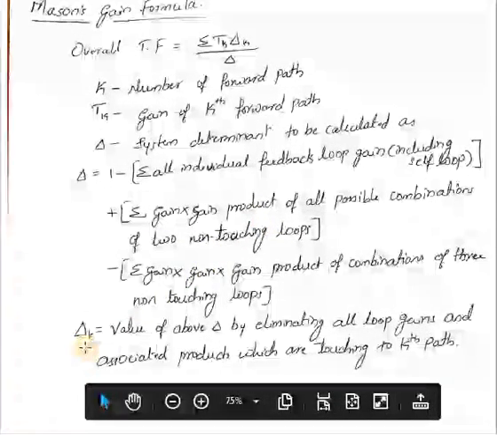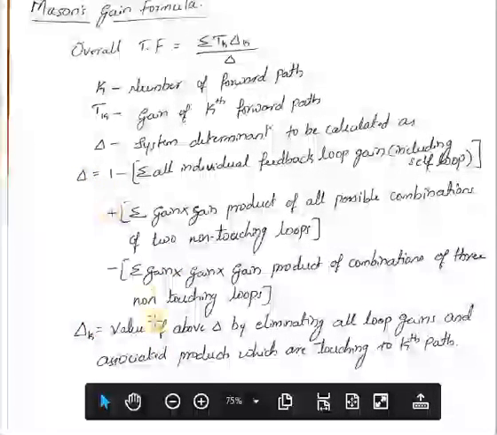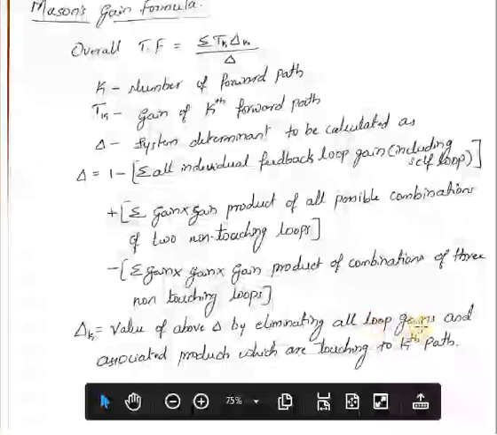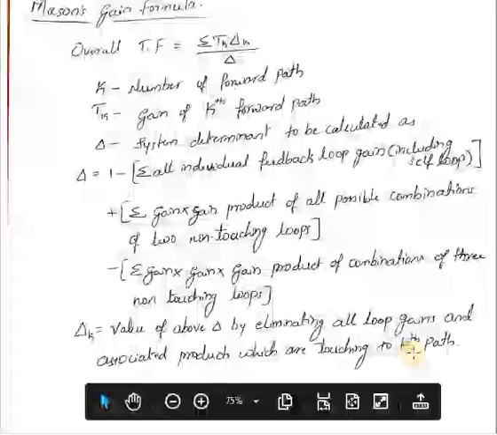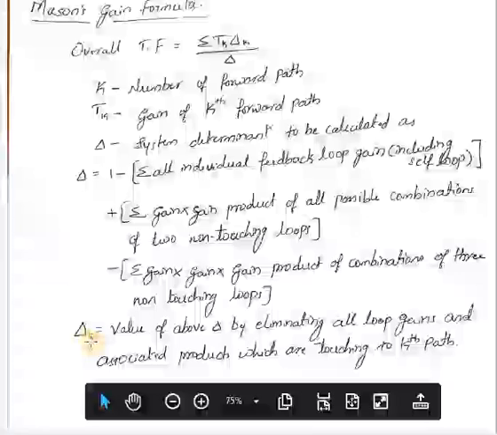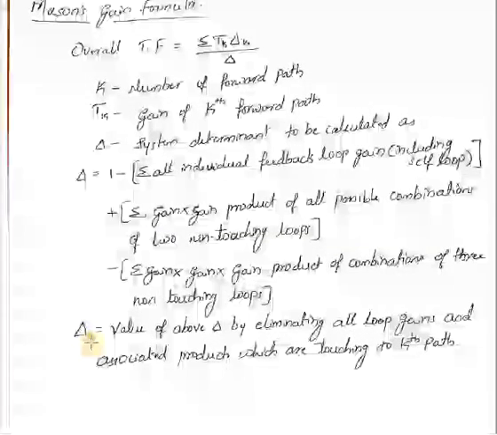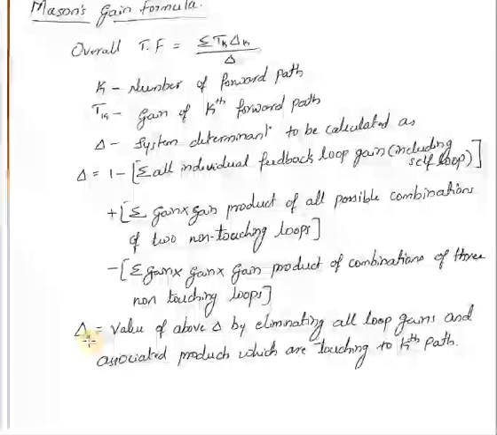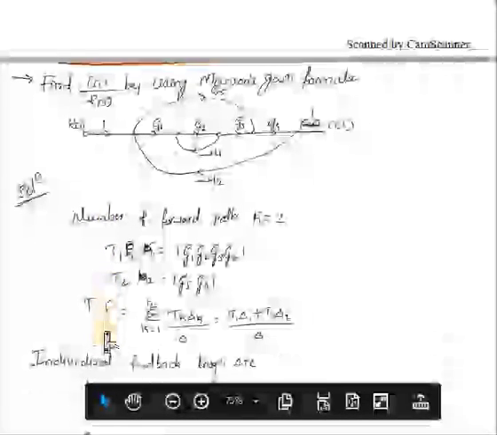Then delta k is the value of the above delta, that is, whatever value we have got from this formula, by eliminating all loop gains and associated products which are touching the kth forward path. For example, here if I have k as 1, that is going to be my first forward path. So I have to eliminate the terms which are associated with that first forward path. So that is going to be my delta 1. Now moving further, we'll start with the problem.